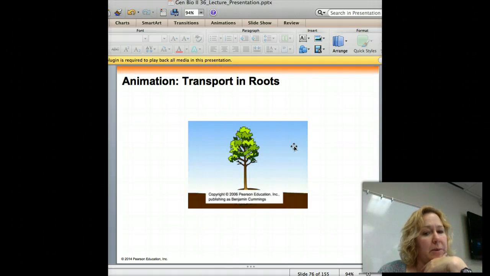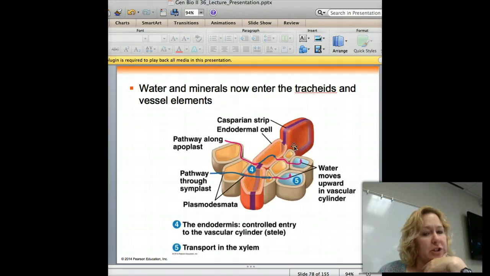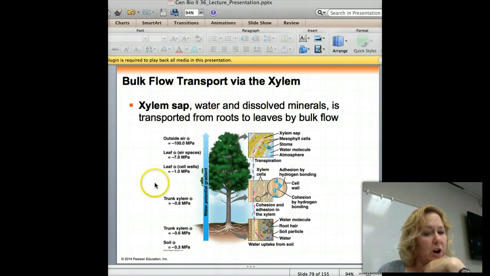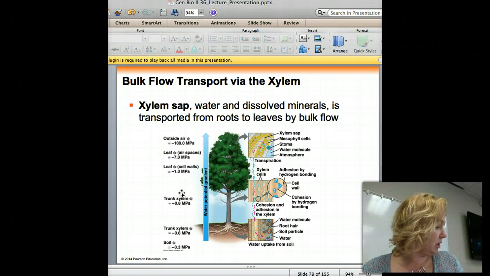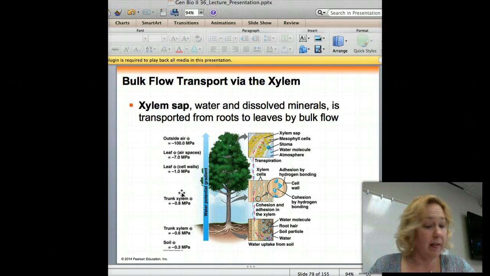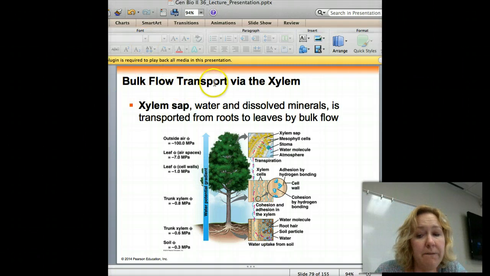What I want to talk about, again, is transpiration. So here we are with transpiration. Skip down to transpiration and xylem sap. You'll see it at the bottom somewhere after Casparian strip. That's where we're starting, okay? Bulk flow.